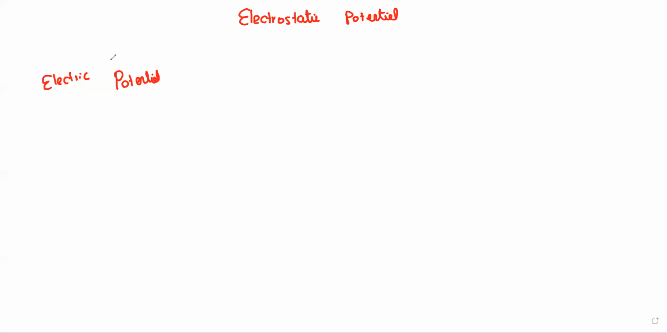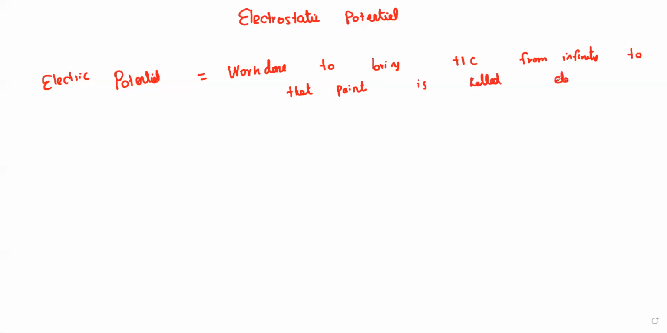so there is a force field. Electric field is nothing but a field of force. So in that field of force, if you bring a 1 coulomb charge, the work done to bring 1 coulomb charge from infinity, from outside, to that particular point is called as electric potential at that point. So this we can say electric potential at that point.